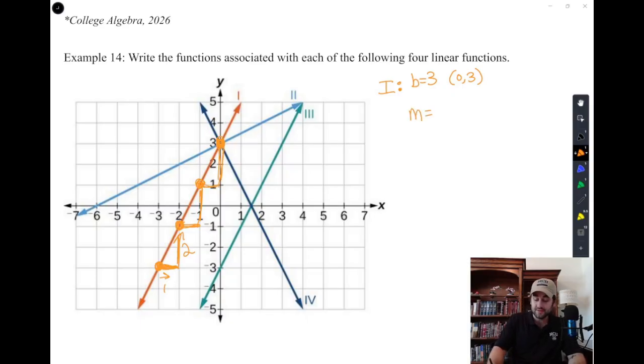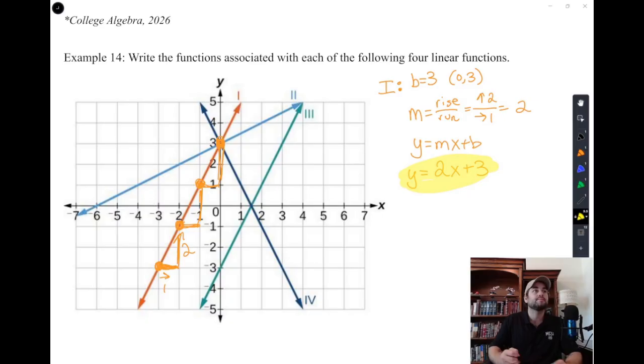So it looks like m was to the right 1. Oh, wait. M is rise over run. So the run was to the right by 1 and up by 2. So your slope is just 2. And then we put all that together in our formula, which is y equals mx plus b. And so y equals 2x plus 3. And that'd be how to find the equation of a line when you're given the line, using the same skills as y-intercept and slope.